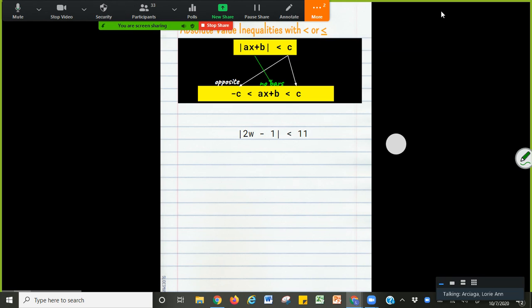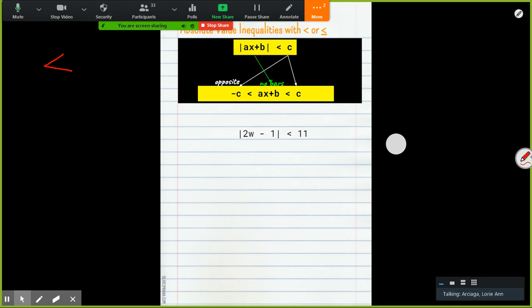value inequalities. The first thing I want to highlight though is this method strictly works if the symbol is less than or equal to. Okay? So it only works for problems that have this. Now let's study how we're going to do it.